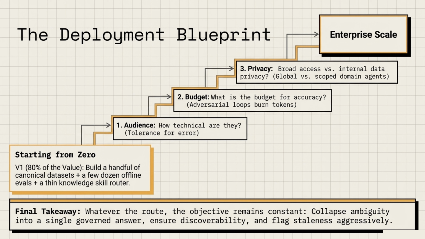Finally, let's look at the deployment blueprint. If you're starting from zero, you can get 80% of the value by building a handful of canonical datasets, a few dozen offline evals, and a thin knowledge skill router.